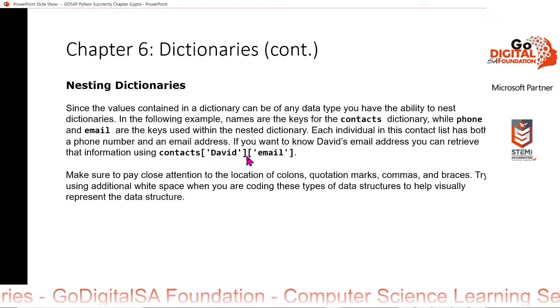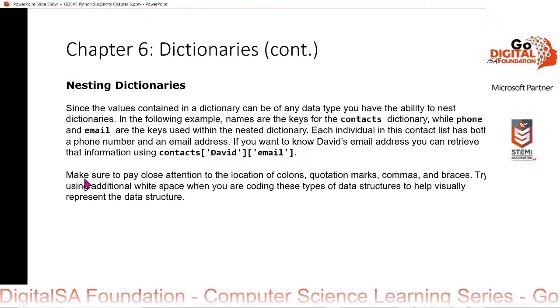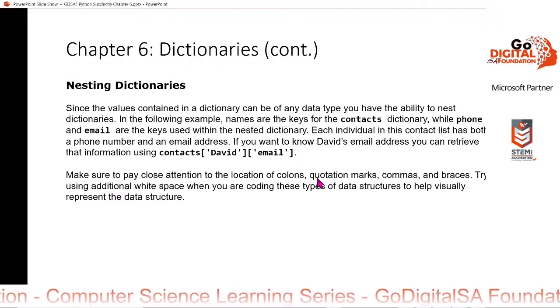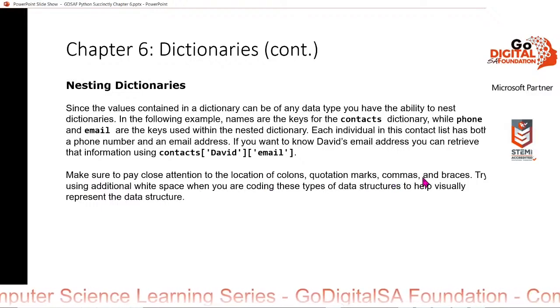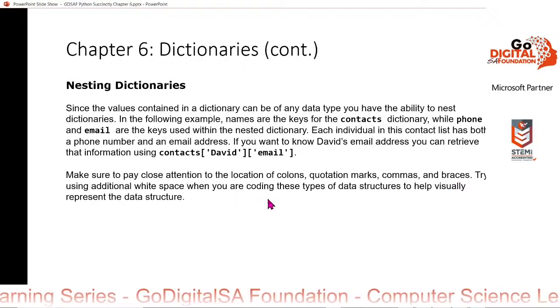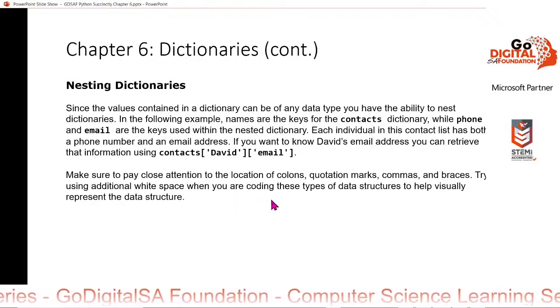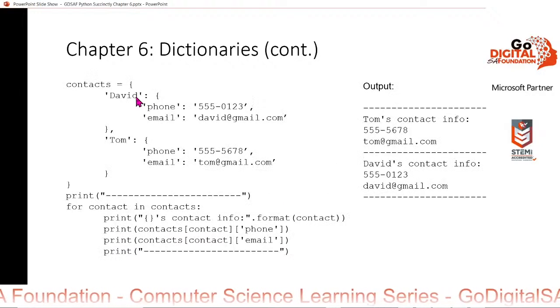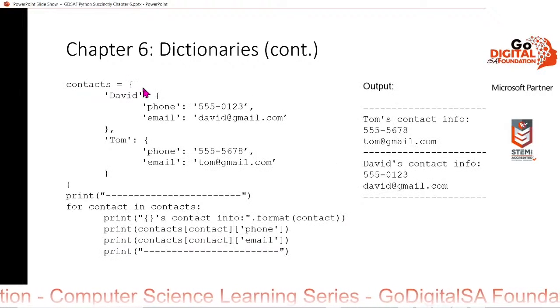Note how the brackets are here. So make sure to pay close attention to the location of colons, quotation marks, commas, and braces. Try using additional white space when you are coding these types of data structures to help visually represent the data structure. So here we've got contacts equals.